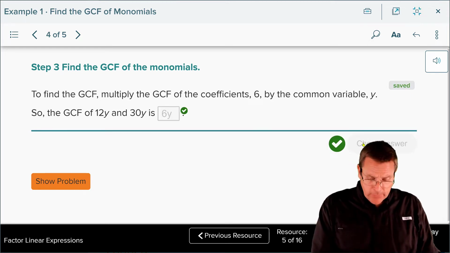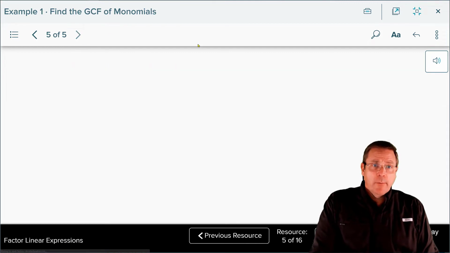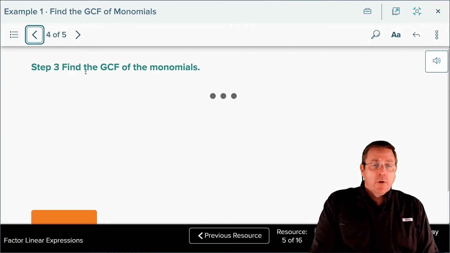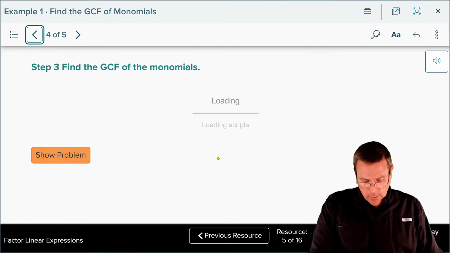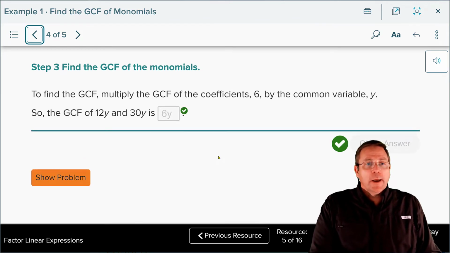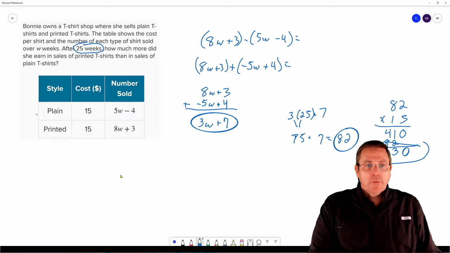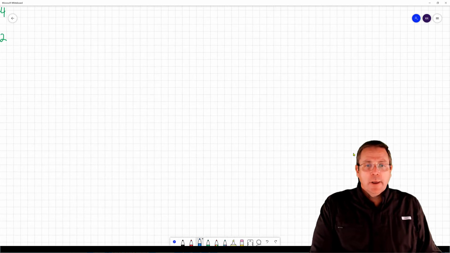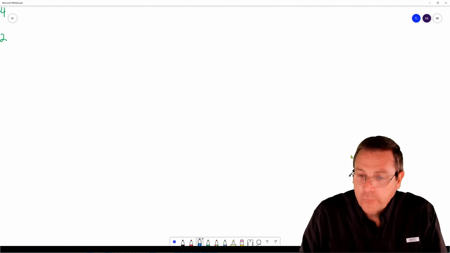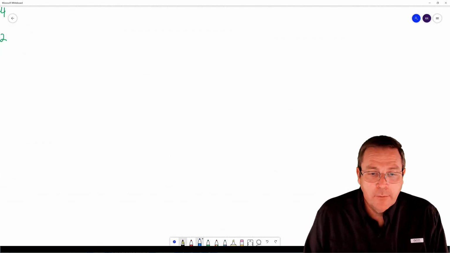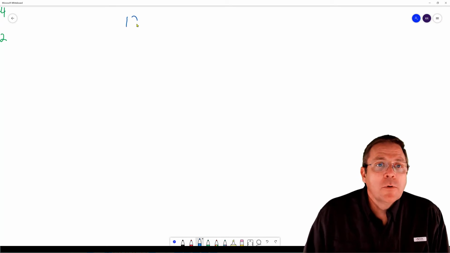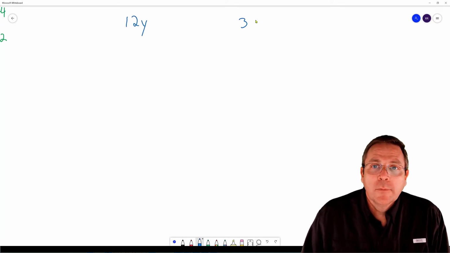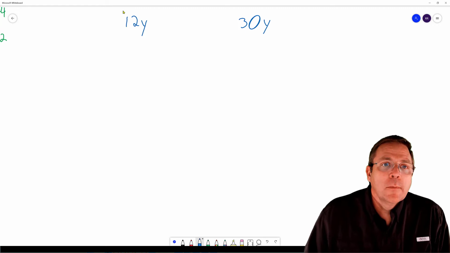Now, that is not the way I would do this problem. I've got other methods I would go by, and let me take a minute and show you how I would solve them. So we've got 12y and 30y, and I think you're going to like my method better. It involves good old-fashioned upside-down division. I'm going to write my numbers, 12y and 30y.